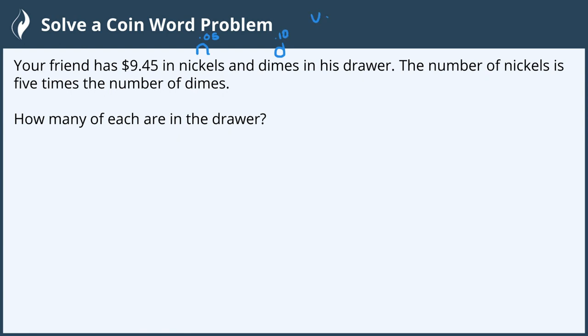If we multiply the value of the coin by how many there are, we'll end up with the amount from each of those coins. If we add those together, we will get the total. So if we multiply the number of nickels, which is unknown, times the value, which is 5 cents, and add the number of dimes times the value of 10 cents, will equal the total amount. This is our first equation. So we have 0.05 times N plus 0.10 times D equals the total amount of $9.45.